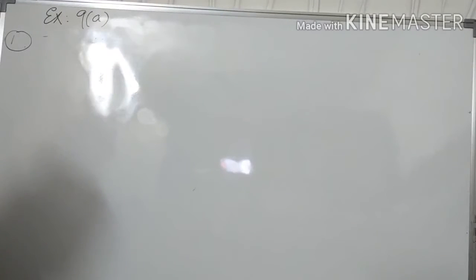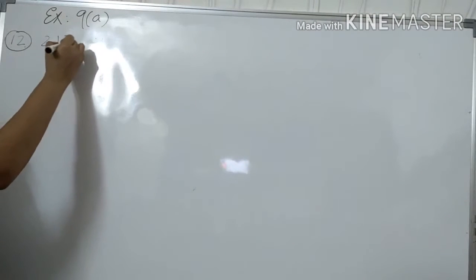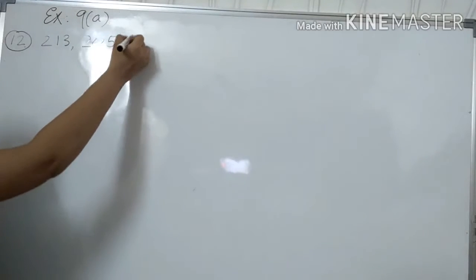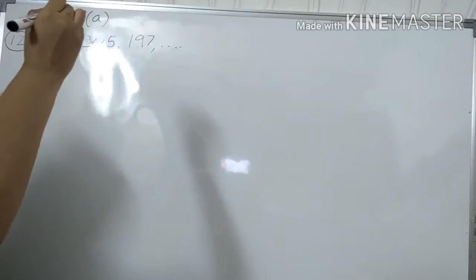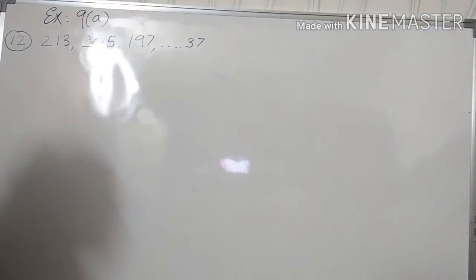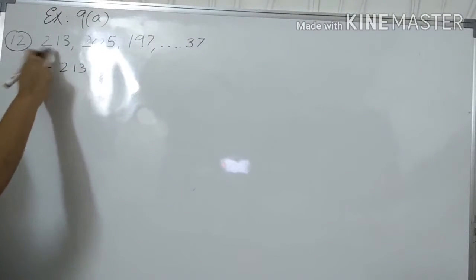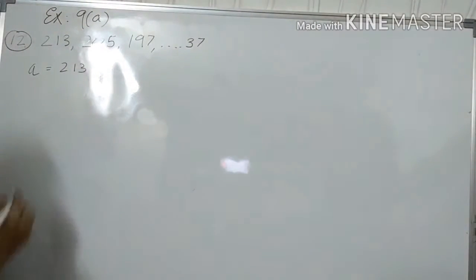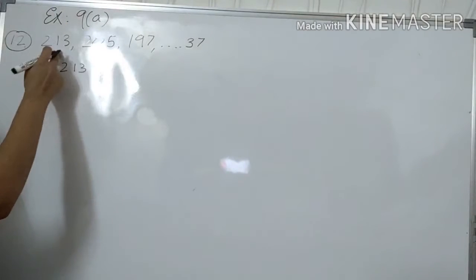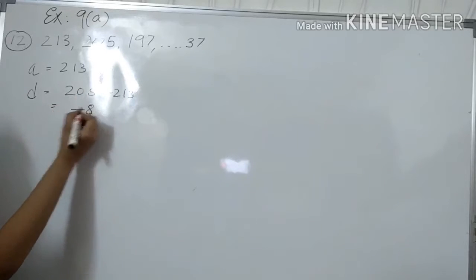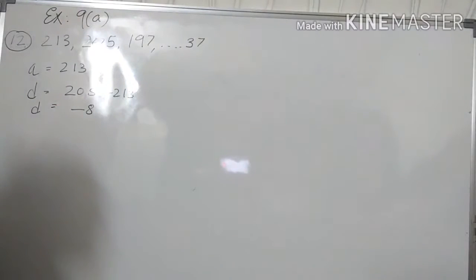So this is in decreasing order. You can see we want to find the middle term. So first of all I am writing this AP given to you, that is 213, and then next is 205. Next is 197 and the last term is given, 37. So this is the AP given to you here. First term a is equal to 213. From the AP what do you get first? The first term. Then common difference d, that is second minus first always. So 205 minus 213 is equal to minus 8. So common difference d is equal to minus 8.